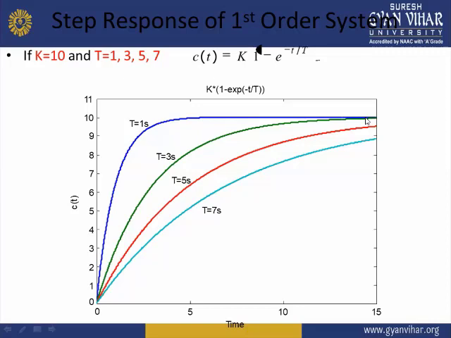Now, if you further increase it from 3 seconds to 5 seconds to 7 seconds, you will find out that the system is getting more sluggish. Sluggish means they are getting the steady state output response at a very large interval of time, 7 seconds or more than that. Even at 15 seconds, for T equal to 7 seconds, the system is not even able to reach the steady state condition. So you can understand if the time constant is increased, your system becomes sluggish.